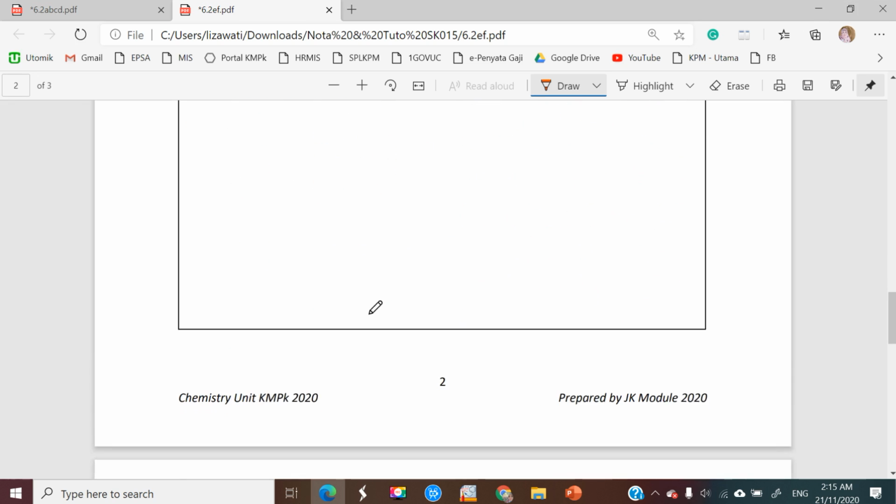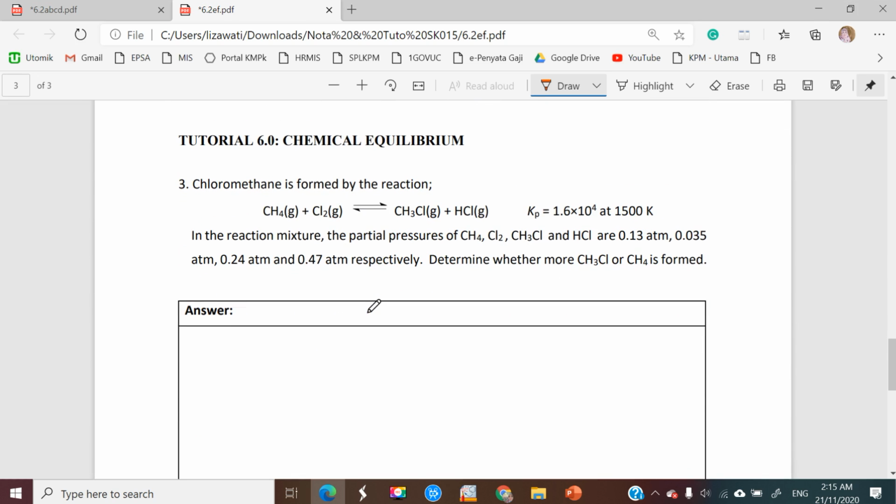For question number 3, this one is already discussed. This one is from the notes.